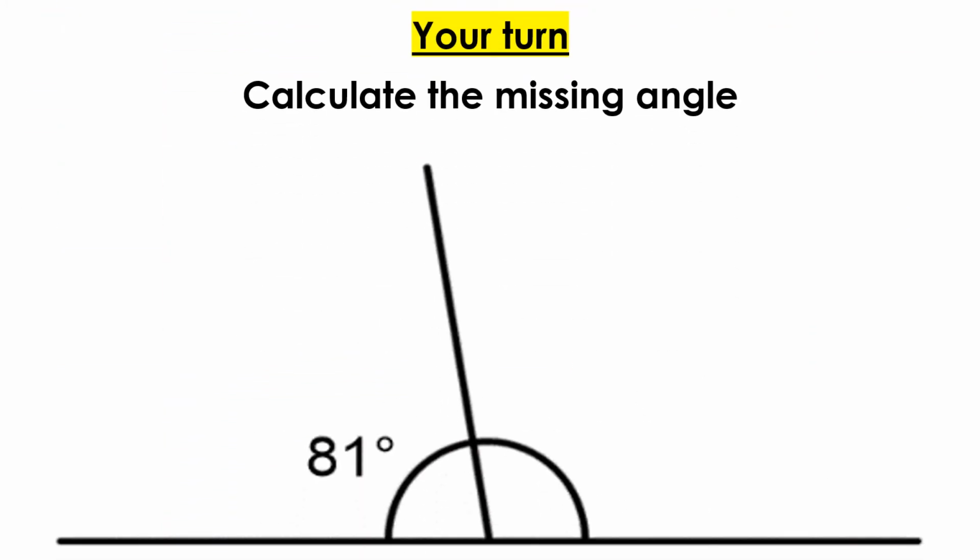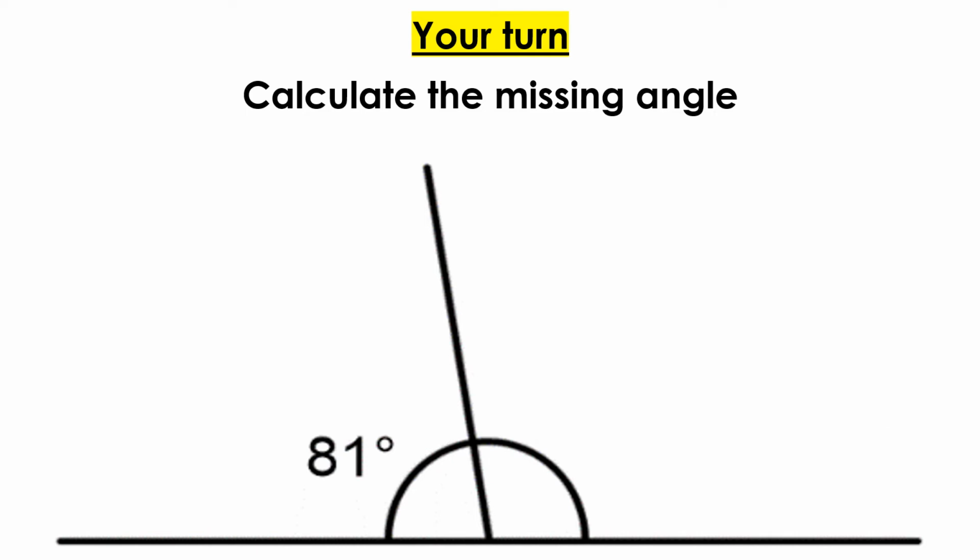This time it's your turn. You have a straight line, you have two angles, one has been given to you already. You need to calculate the missing angle. Pause the video here and have a go at that for yourself, please.